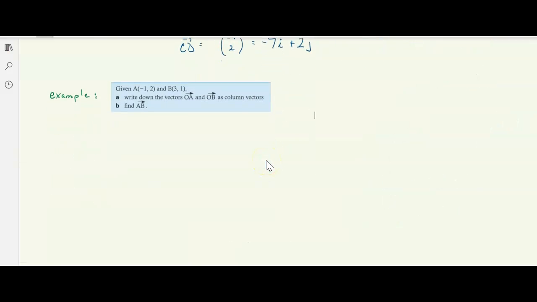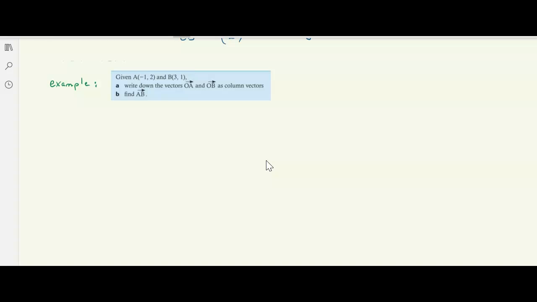Okay, turning our attention to this example, we have 2 points here, A, negative 1, 2, and B, 3, 1. Write down the vectors OA and OB as column vectors. Okay, well, we understand column vectors, what they are. What's this O? Well, this O refers to the origin. So A and B are sort of position vectors. You can think of them as points, perhaps, in the plane.